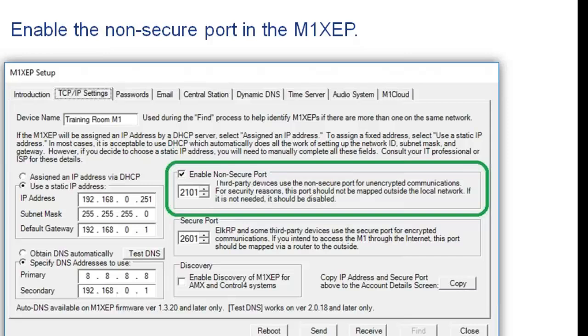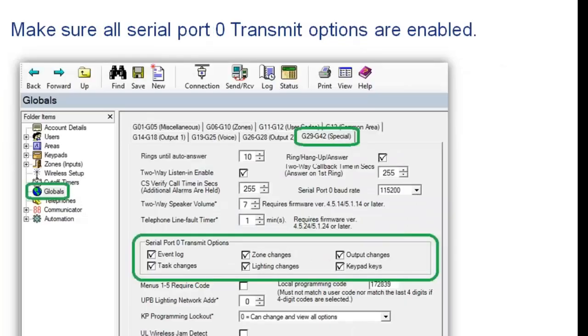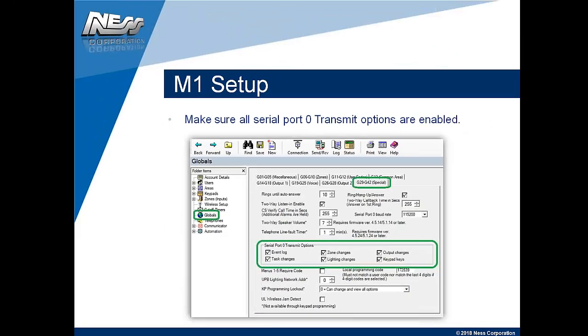If you're going to use it over the internet, such as with the apps, that's when you use the secure port. It's also important that you have the transmit options enabled from the globals under the special tab. Having all those enabled will make it so you can get the status of each light and each task that you're using on the Z-Wave gateway.